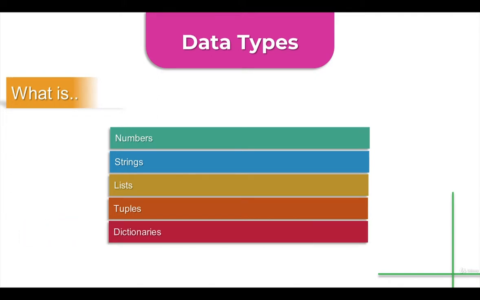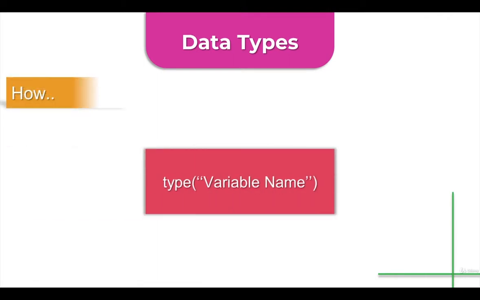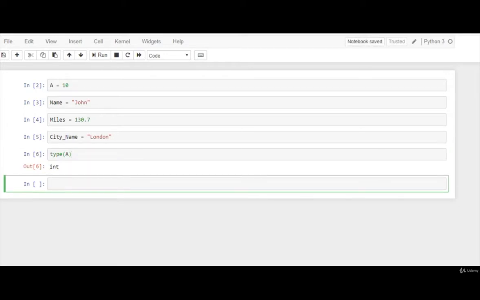So, how can we learn the data type of a variable? With the help of the type function in Python, we can learn all the data types of variables. So let's learn the data types of the variables that we just created. Type A and learn the data type of variable A. The result is integer. And because variable A takes a numeric value, the result is an integer.